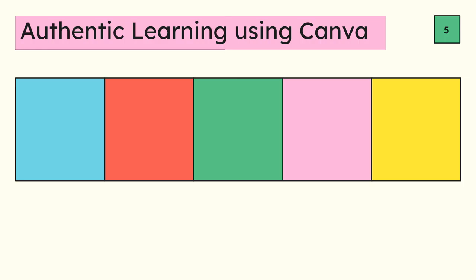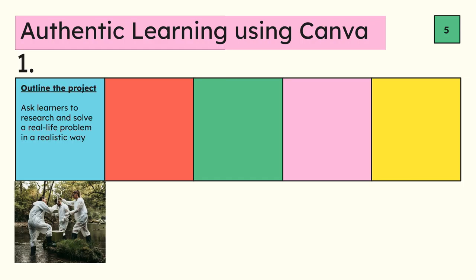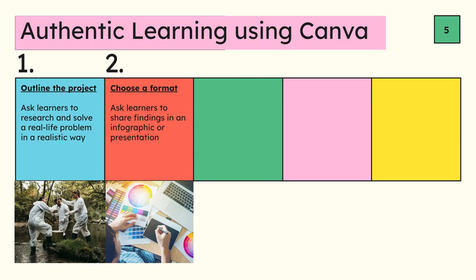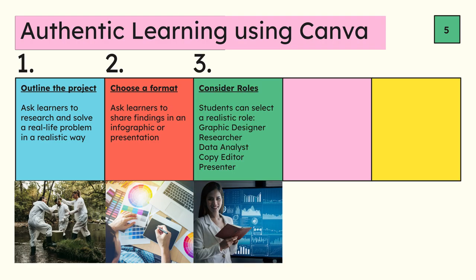Authentic learning using Canva involves a few steps. First, we want to outline the project. Ask learners to research and solve a real life problem in a realistic way. Second, choose a format. We want to ask learners to share their findings in an infographic or presentation slides.